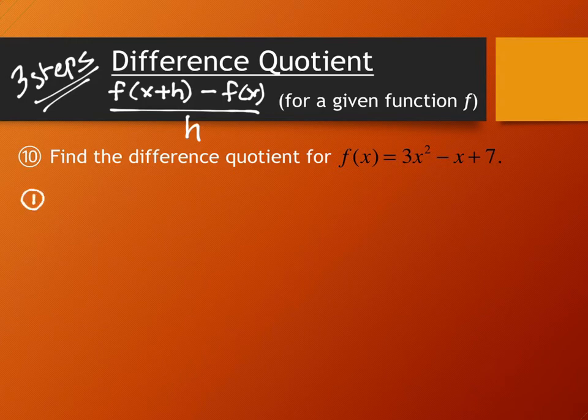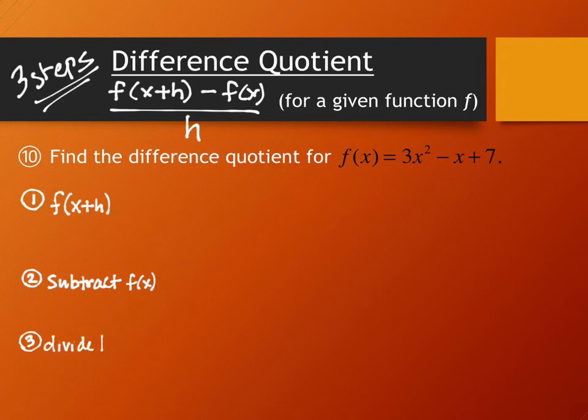Step number 1, and I'm going to label my steps because I want you to be able to look back and know what we did in each step. Step number 1 is to find f of x plus h. I will explain in a moment. Step number 2 is to subtract f of x. And step number 3 is to divide by h. This is the 3-step method. Now, if you look back at the difference quotient, it's all there. First, you find f of x plus h. Then you subtract f of x. And finally, you divide by h. It's just breaking down the 3 pieces.